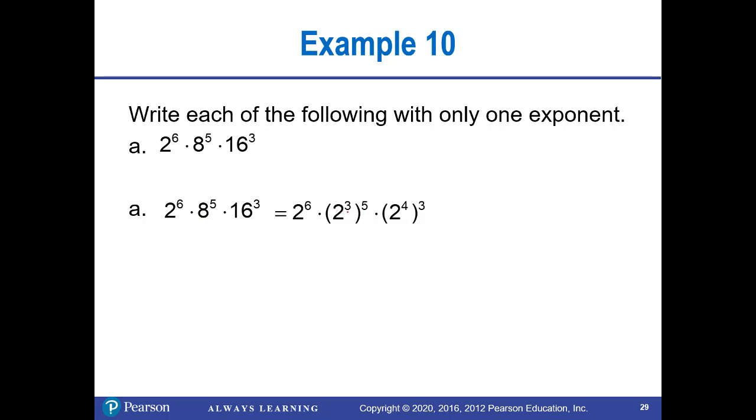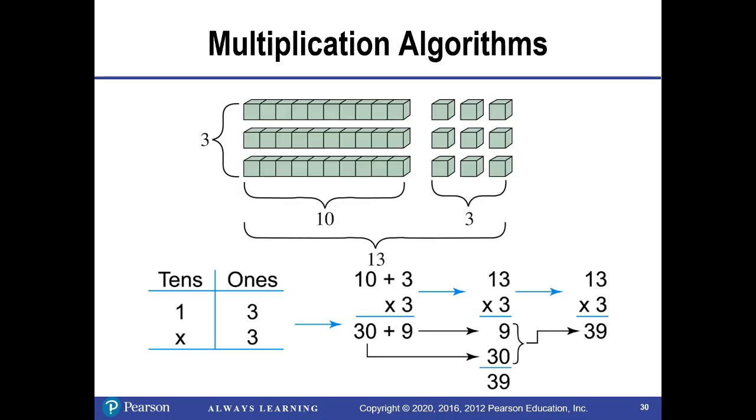2 cubed to the 5th, 2 to the 4th to the 3rd, which is going to be 2 to the 6th times 2 to the 15th times 2 to the 12th. And now we have the same base, and we have our exponents simplified, so we can just add the exponents, and we get 2 to the 33rd.